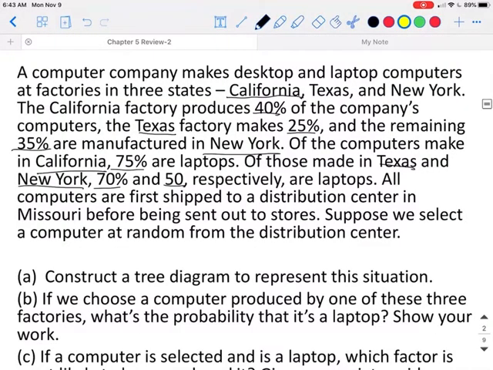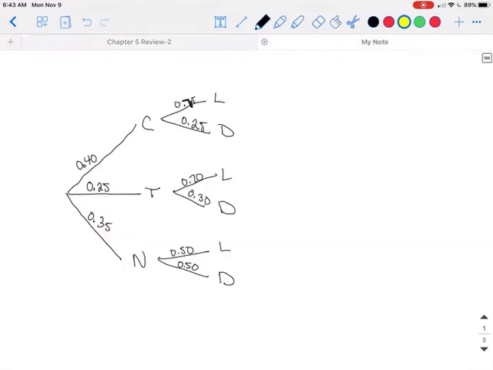If we choose a computer produced by one of these 3 factories, what's the probability that it is a laptop? Show your work. So if we want to find the probability that it's a laptop, let's find all the probabilities first. Now on this tree diagram, we're saying that they're made in California and that they're a laptop. So to find that probability, "and" means that we are going to multiply. So 0.40 times 0.75 gives us 0.30.